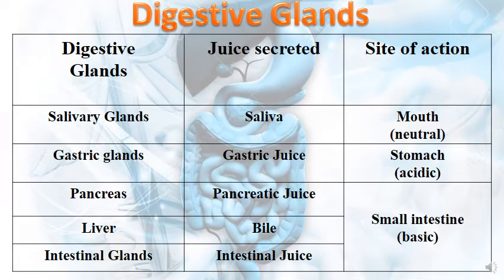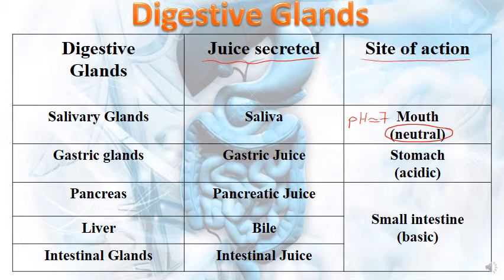Here we have the table showing the digestive glands, the juice that is secreted by each gland, and their site of action. So salivary glands, what do they secrete? In the mouth, they secrete saliva. The site of action is the mouth, where the medium is neutral. So the pH is around 7, approximately 7, not exactly 7. Maybe it's 6.5 to 7. So here the medium is neutral inside the mouth.